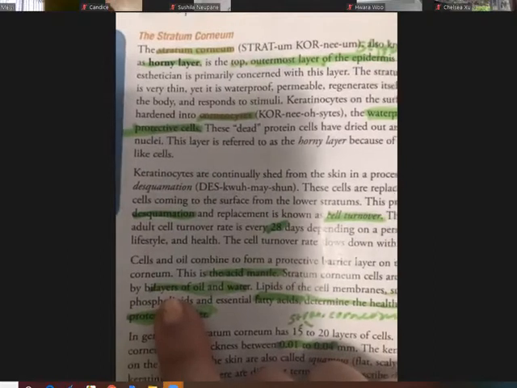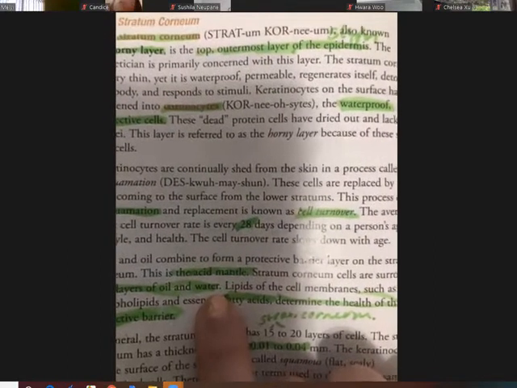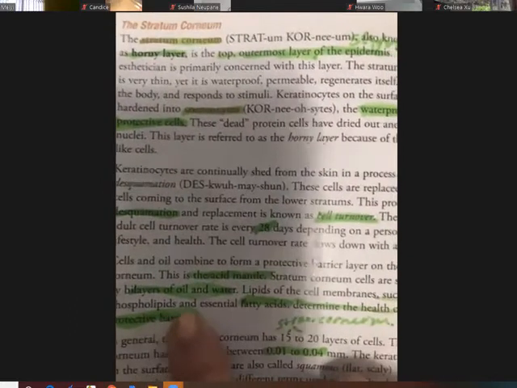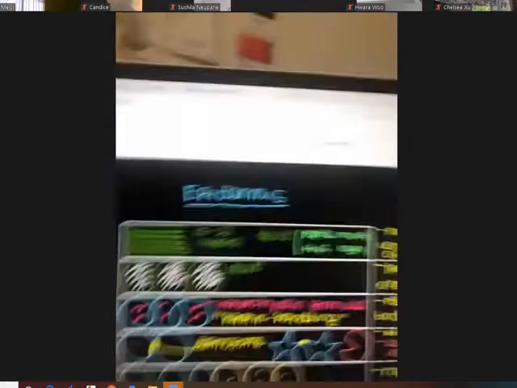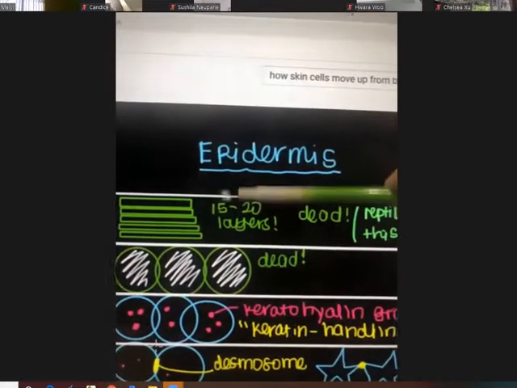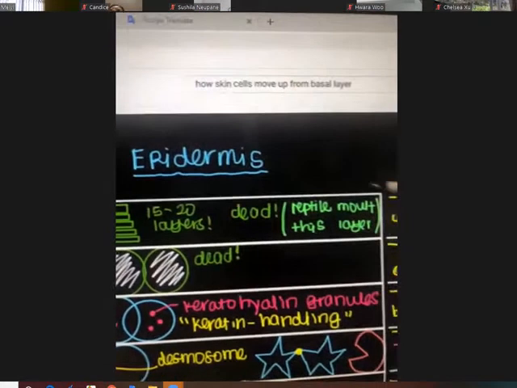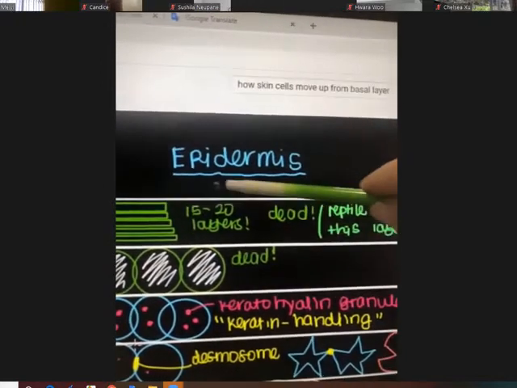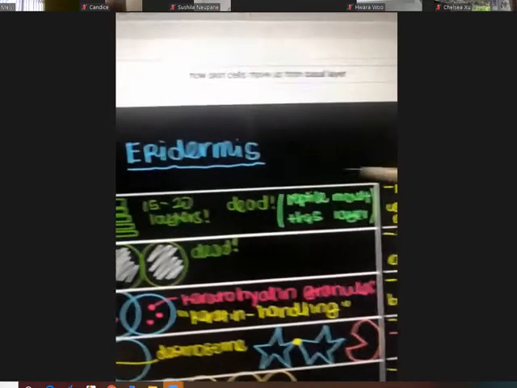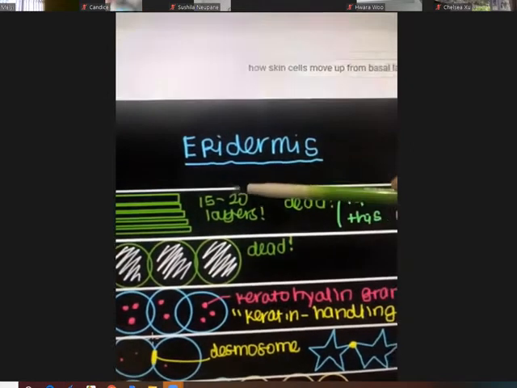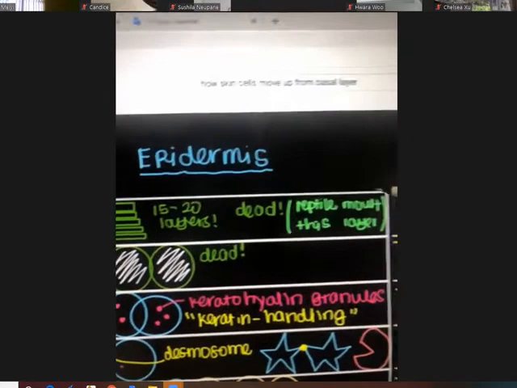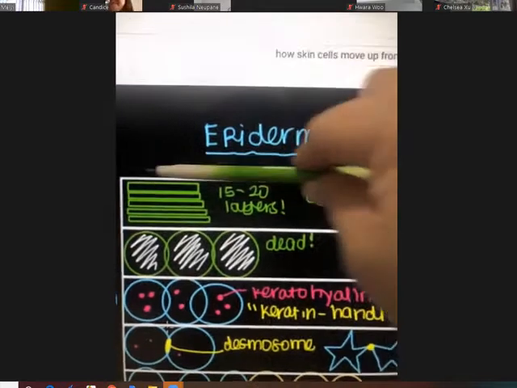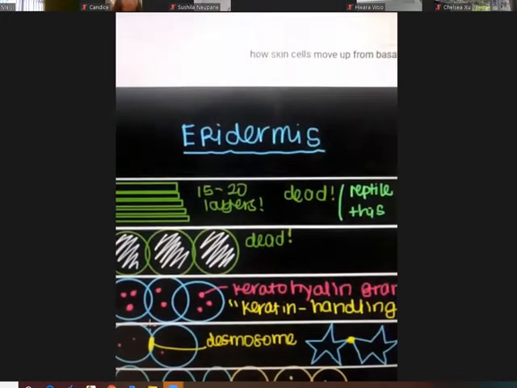Okay? Now, cells and oil combine to form a protective barrier layer of the stratum corneum, the epidermal layer. So the stratum corneum cells are surrounded by layers of oil and water. So lipids of the cell membrane, such as phospholipids and essential fatty acids, determine the health of a protective layer. So here on top here is your acid mantle. 这个第一层的上面有一层就是你的保护膜，叫做 acid mantle. OK， 这 acid mantle 就是水啊、油啊。OK， so it's water, water, oil that protects your skin. OK, right on top is your acid mantle.